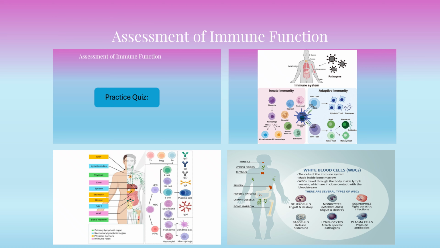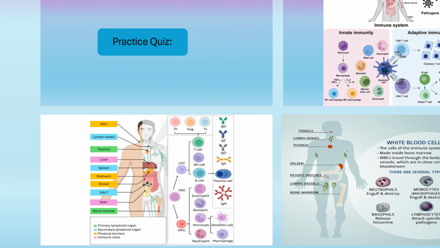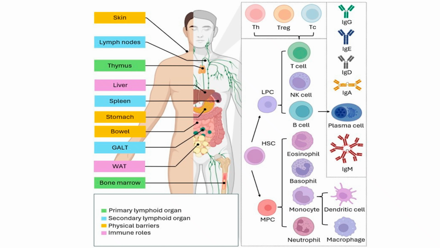So now we go next. Here you can see, I like this picture a lot. It's primary, secondary, physical barriers, and immune roles. And on this side, you can see IgG, IgE, IgD, and IgA, the breast milk one.